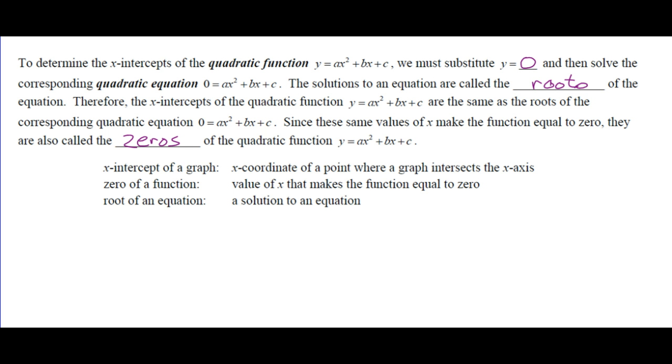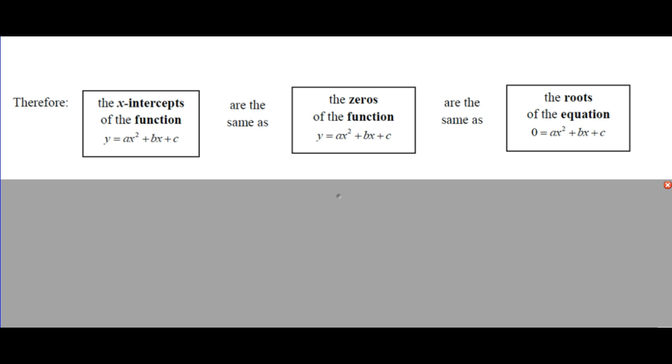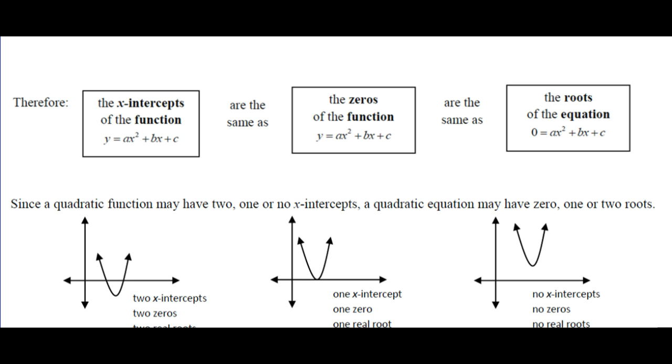So you think about the graph. I've drawn this whole thing. Where I intercept the x-axis, it's the x-intercepts. It's the 0 of the function, okay? Because remember, this is the function, so the 0 is when you replace y with 0. And it's the roots of an equation, and the roots are the solutions to the equation. Okay. So therefore, the x-intercepts of the function y equals ax squared plus bx plus c are the same as the zeros of the function, which are the same as the roots of the equation 0 is equal to ax squared plus bx plus c.